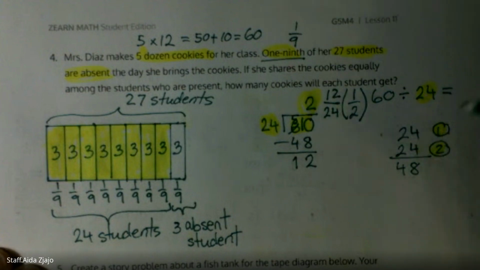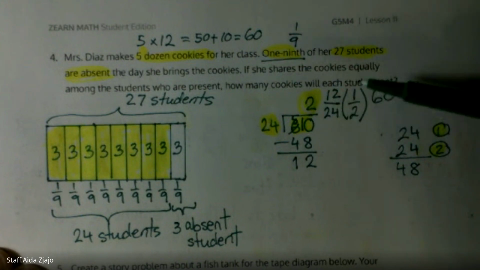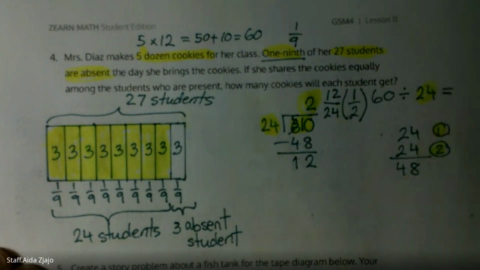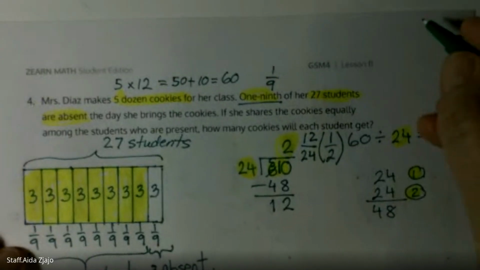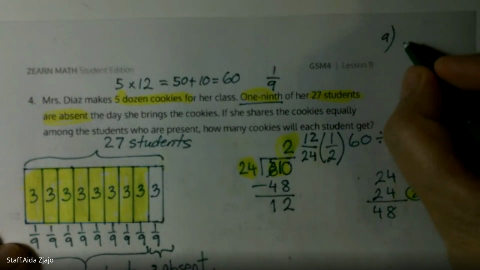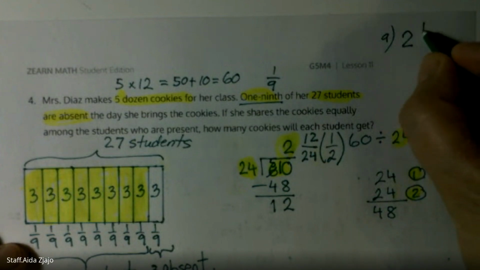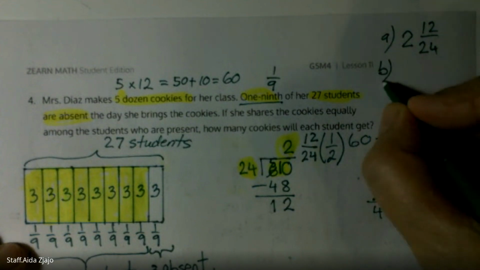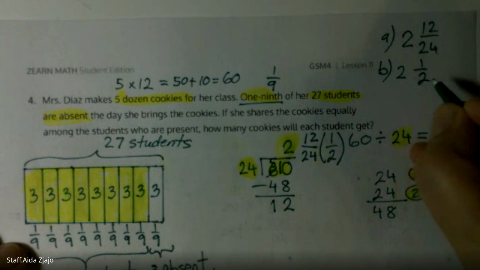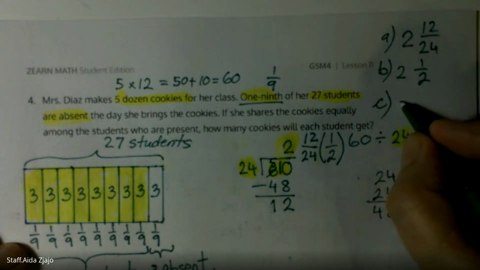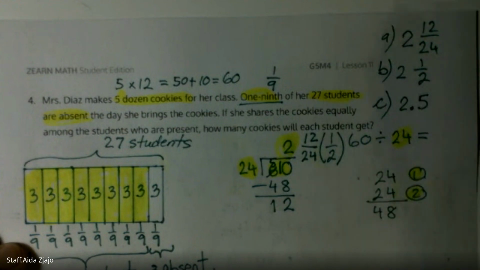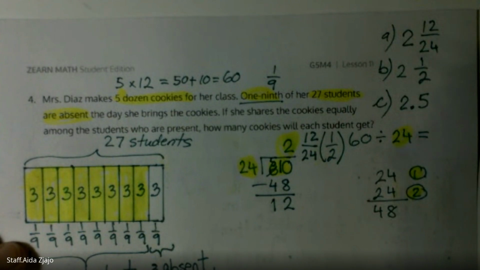Okay, if we want to show that as a decimal, it's 2.5. So the answer could be, I'm going to make it here, A could be 2 and 12/24. B can be 2 and one half, and C could be 2.5 because one half as a decimal is 0.5.